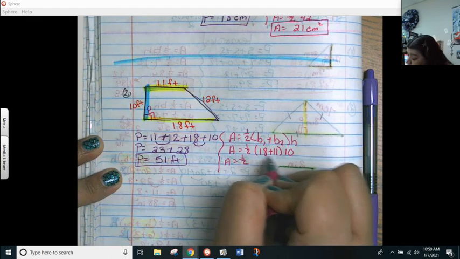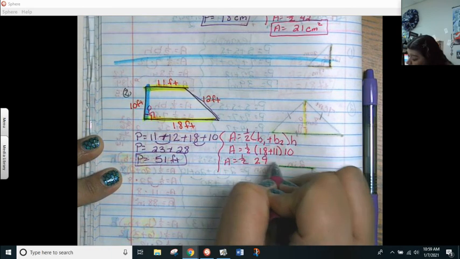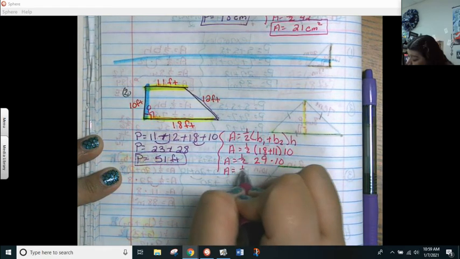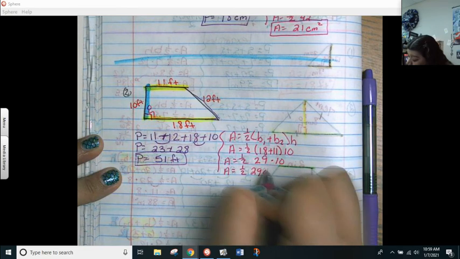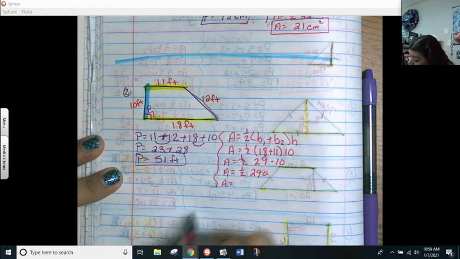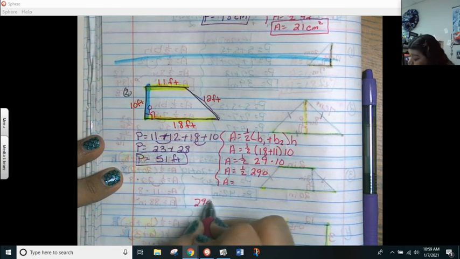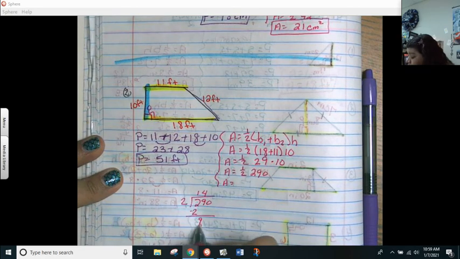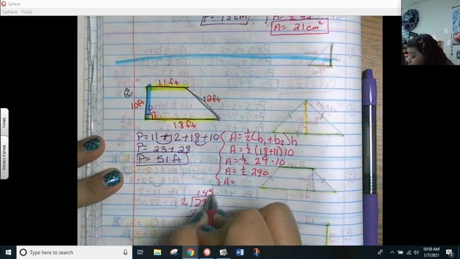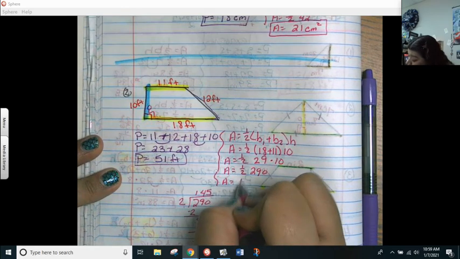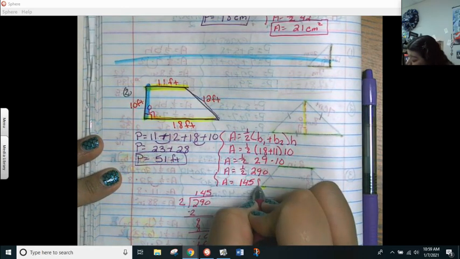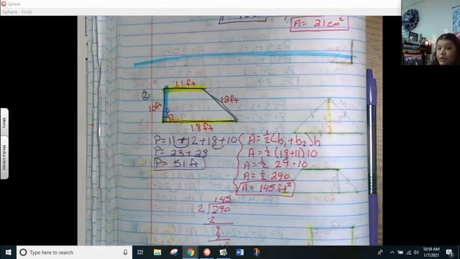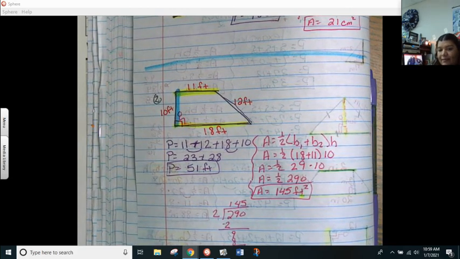Did you do parentheses first? Should have got 29 times 10. Okay, so I'm going to do 29 times 10. That's easy, 290. And then half of 290. Let's do the math here. Divided by 2, that's 1, that's 4, and that is 5. So 145 feet squared. Did y'all get 145 feet squared or 290? Be careful, okay? Be very careful.